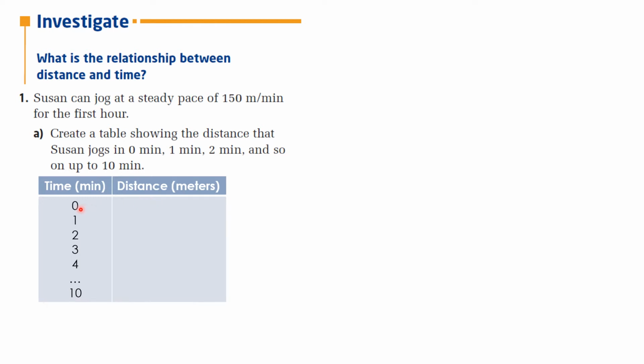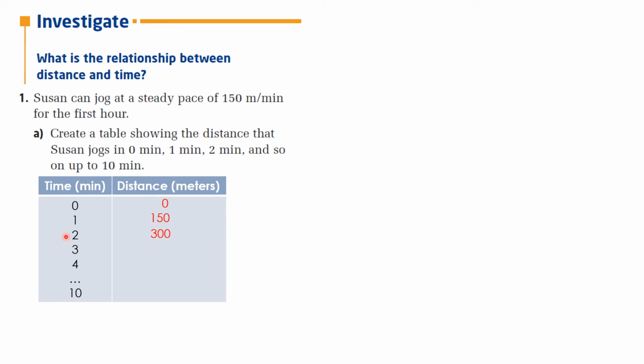At 0 minutes, how far has she gone? If this is her steady pace, at 0 minutes she hasn't gone anywhere. She's gone 0 meters. But at 1 minute, how far has she gone? When she has jogged for 1 minute, she's gone 150 meters. So then 2 minutes, 300 meters, because we're doubling what she had just done.